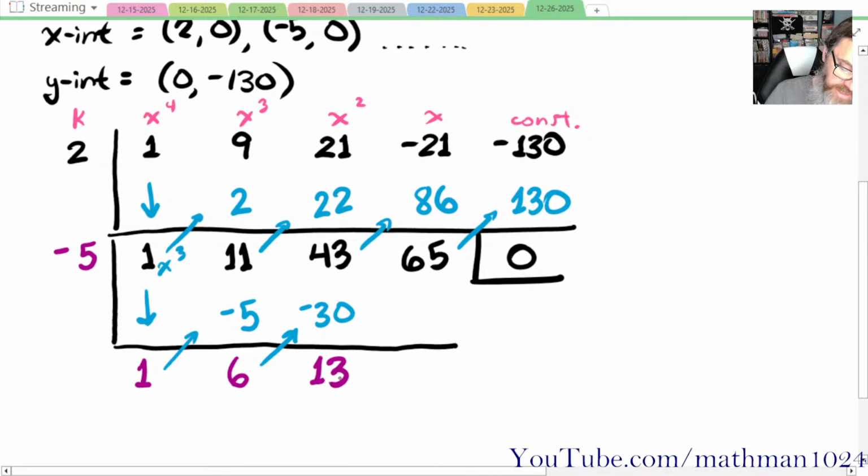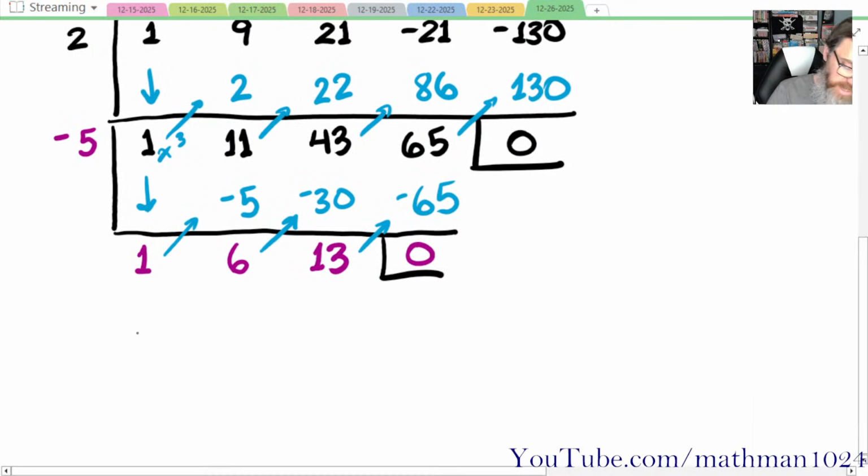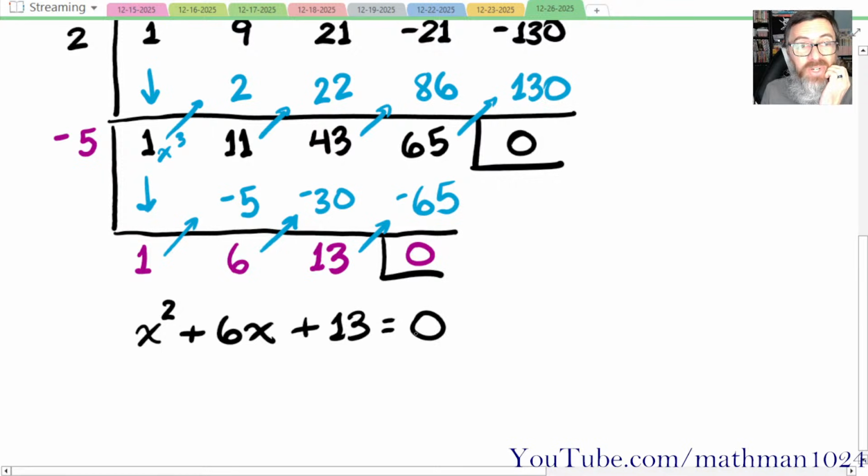Adding gives me 13. Multiplying gives me negative 65. So for our remainder, we get 0. Again, exactly what was supposed to happen. And now we're going to take what's left here at the very end. So it went from x to the fourth to x to the third. Now it's down to x squared. So x squared plus 6x plus 13 equals 0. And now we're going to solve this quadratic.